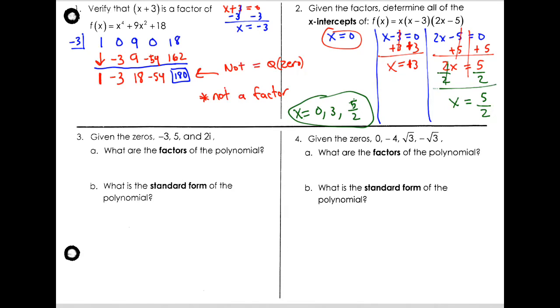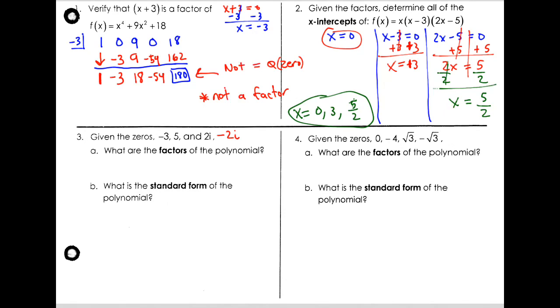So let's drop down and look at number 3. They're giving us zeros: -3, 5, and 2i. We talked about it in class, but whenever you're dealing with imaginary numbers or radicals, remember they come in pairs. So this is giving us a positive 2i. We also know by rule it's also going to give us a negative 2i. Important to know that.